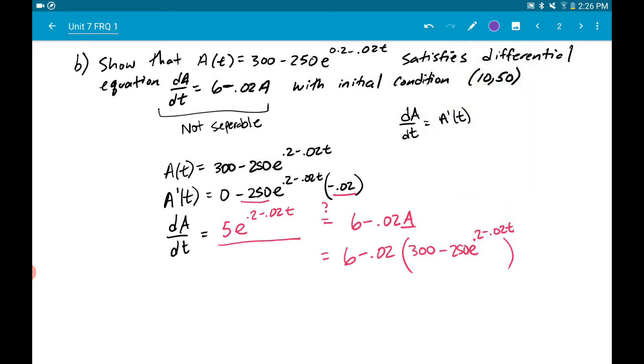And if you distribute this in, you end up getting 6 minus 6, that's the product of 300 and 0.02, and then plus, if you do 0.02 times 250, and you do the minus times the minus, you end up getting 5e^(0.2 - 0.2t). So you end up showing that they are equivalent. Now that's how I did it first looking at it, so I think I'm done.